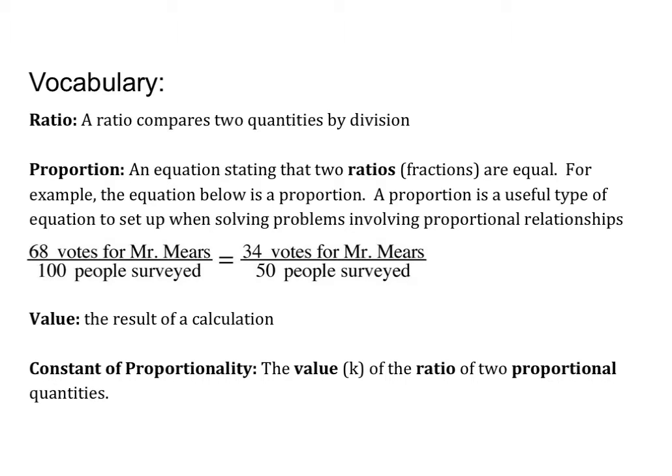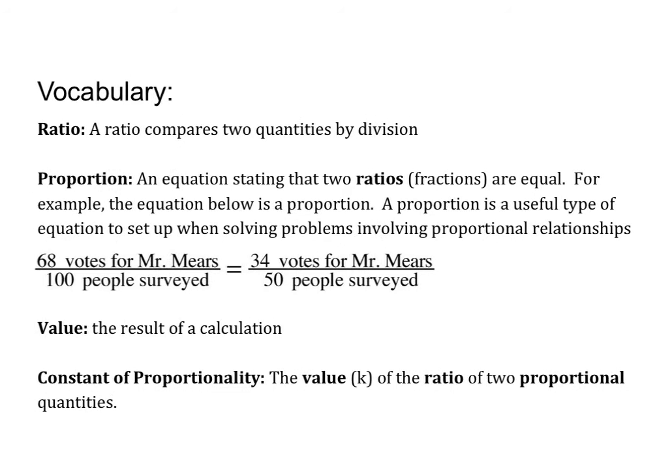So I have this example below that's saying we had 68 votes for Mr. Mears out of 100 people surveyed, and that is set equal to 34 votes for Mr. Mears out of 50 people surveyed. The reason that these are equal is because they share a multiplier. That is, 68 times 1/2 is 34. And 100 times 1/2 is 50.